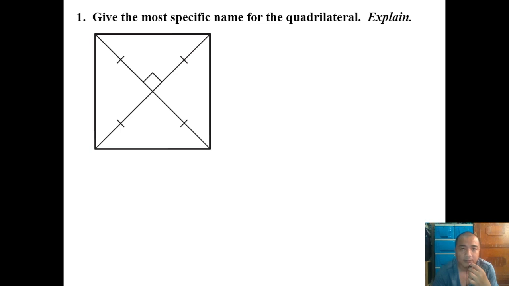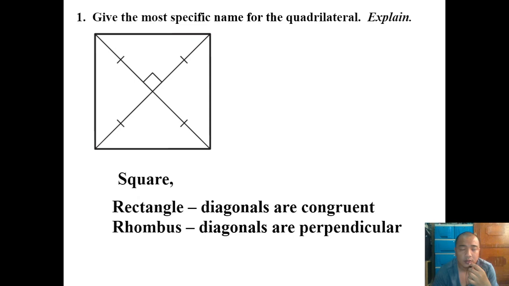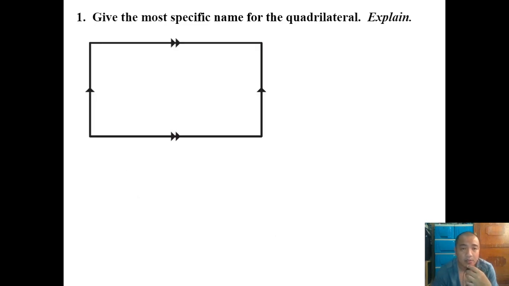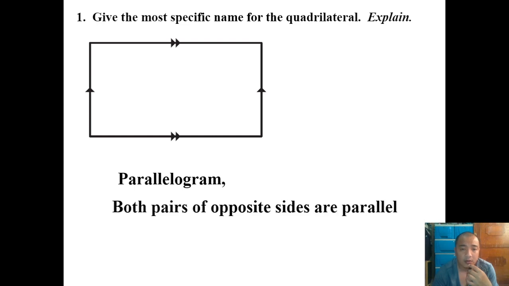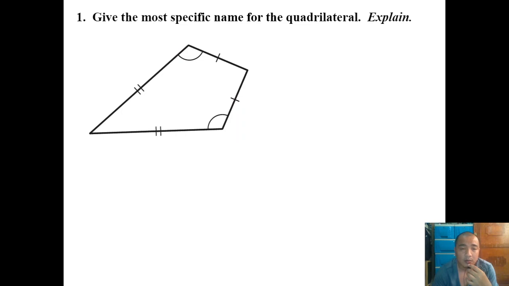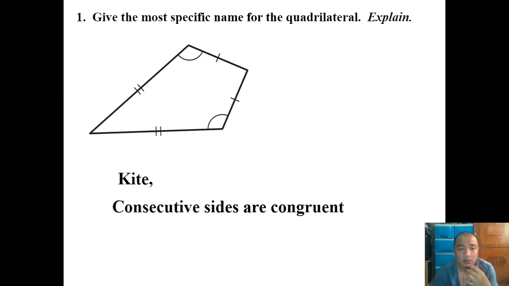How about this? It is a square because the diagonals are congruent, and at the same time the diagonals are perpendicular. How about this? It is a parallelogram, both pairs of opposite sides are parallel. And about this, it is a kite, consecutive sides are congruent.